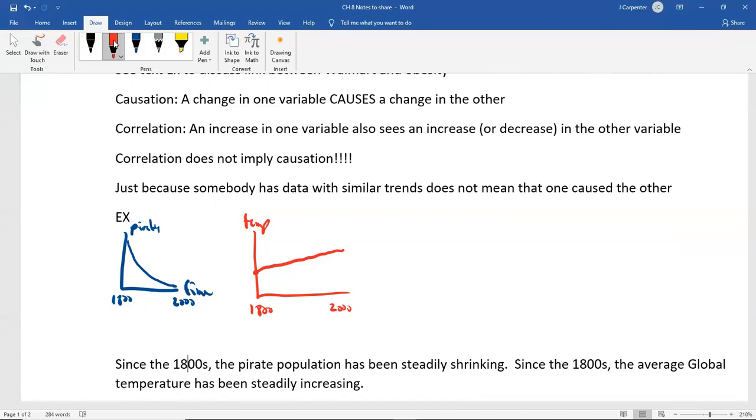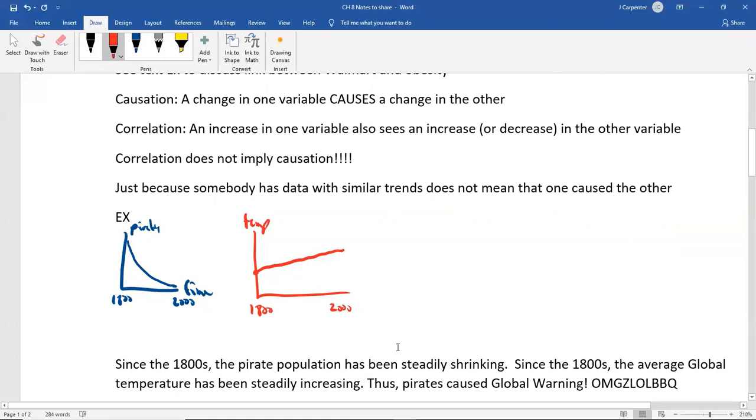Okay, so since the 1800s, the pirate population has dropped. Since the 1800s, the temperature has increased. Okay, well, this thing has consistently gone down. This thing has consistently gone up. That's correlation. That's one thing decreasing and the other thing increasing. So what someone might do on some fake news, Facebook media, whatever, is say, thus pirates caused global warming. OMGZ, LOL, BBQ, if you can't figure out what that stands for. Again, the whole point of this problem is silly. The Z doesn't actually stand for anything. Zany, if you will.